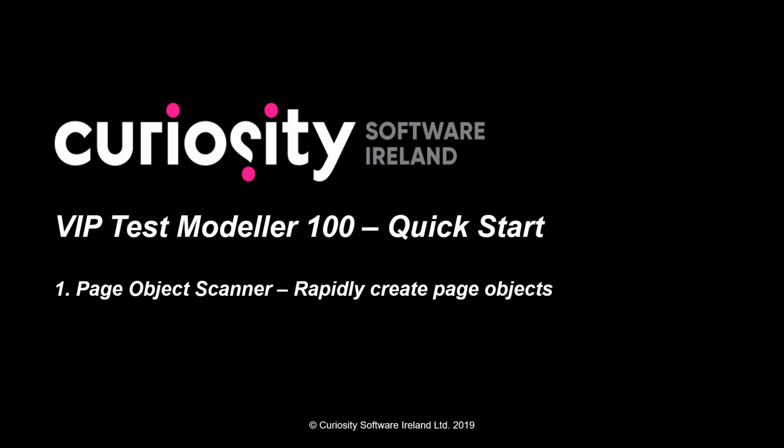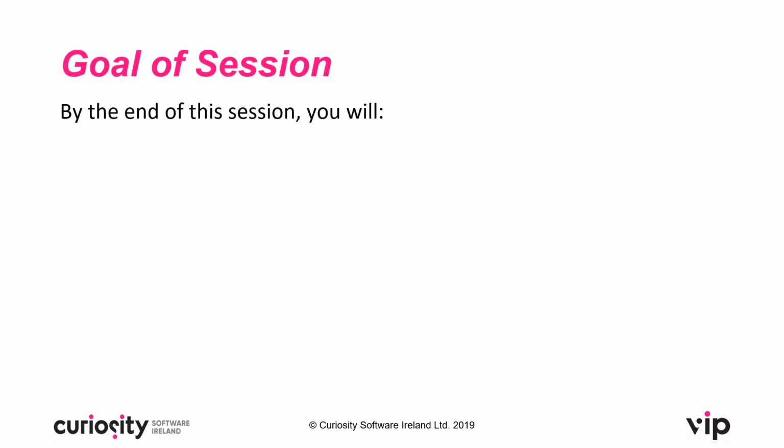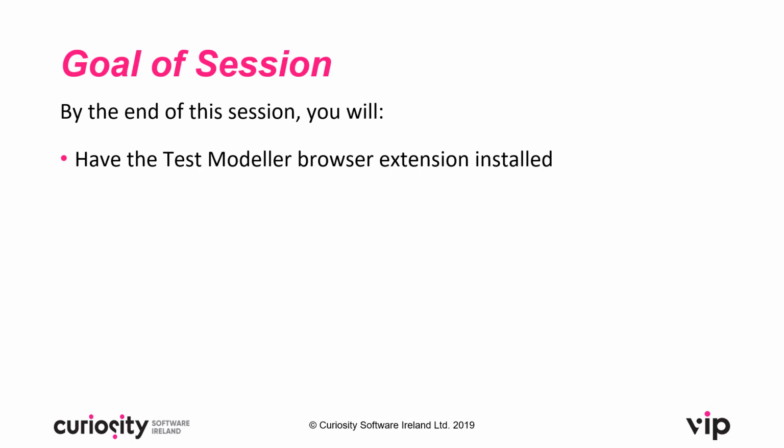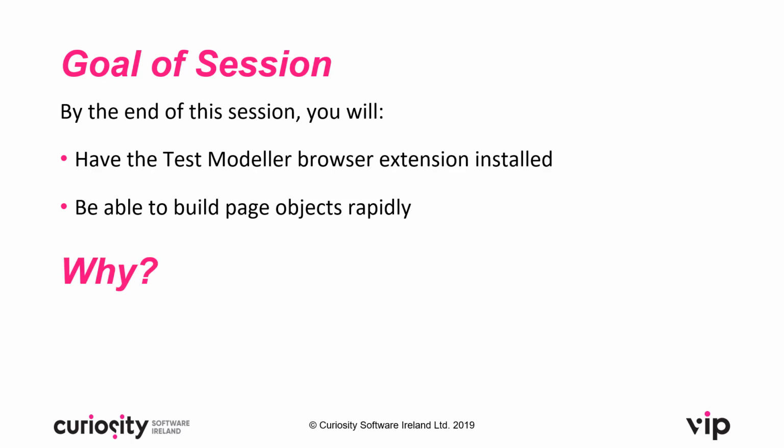In this video of the VIP Test Modeler Quick Start series, we're going to be using the Page Object Scanner to rapidly create page objects. The goal of this session is that by the end you will have the Test Modeler browser extension installed and be able to build page objects rapidly.